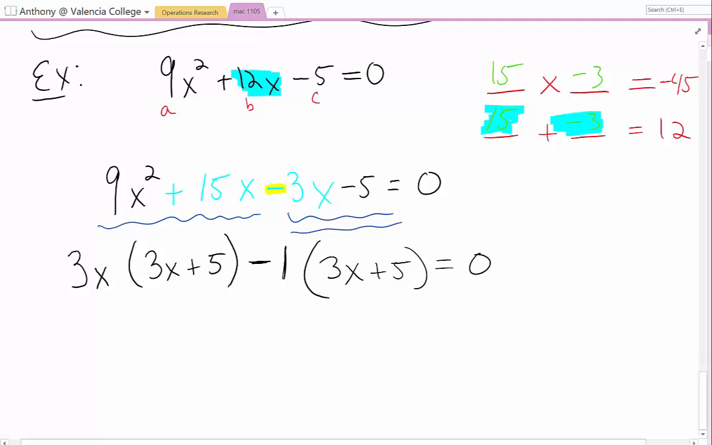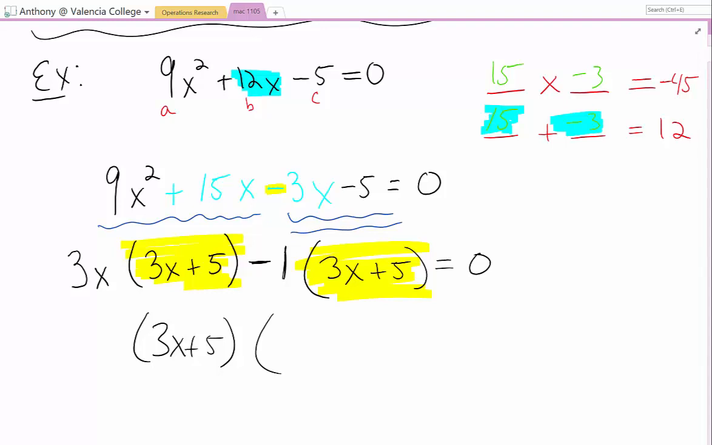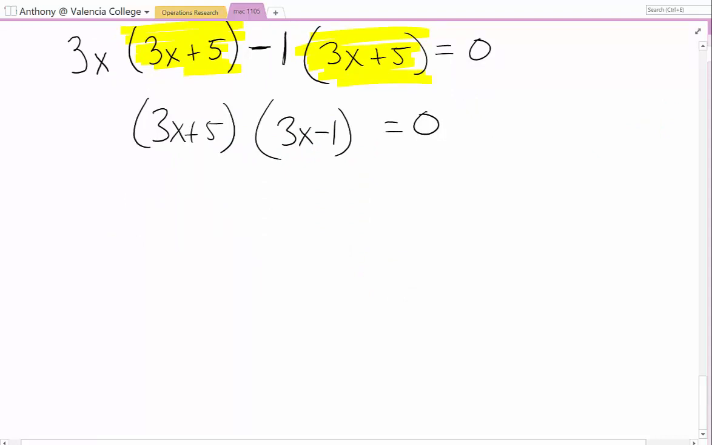So now think about what happens. We have something in common between those two terms that I just said. What do we have in common? We got a 3x plus 5 in both of those terms. Factor out the 3x plus 5. And then what are we left with? Just imagine, cover up the 3x plus 5s. Do that for me. I can't do it on the video, but cover up the 3x plus 5s. What's remaining is a 3x minus 1. And now we set both of these factors equal to 0.